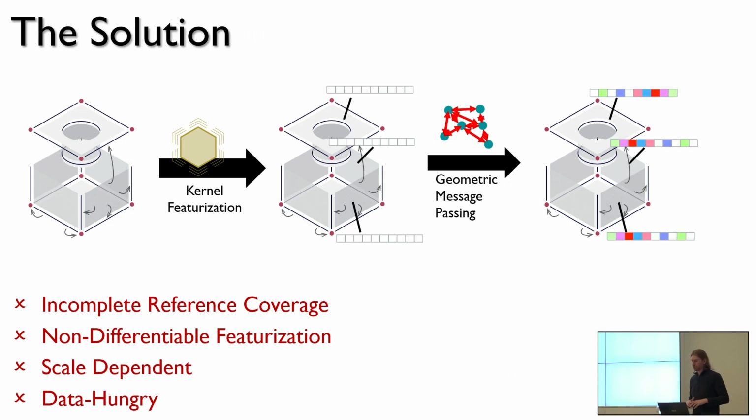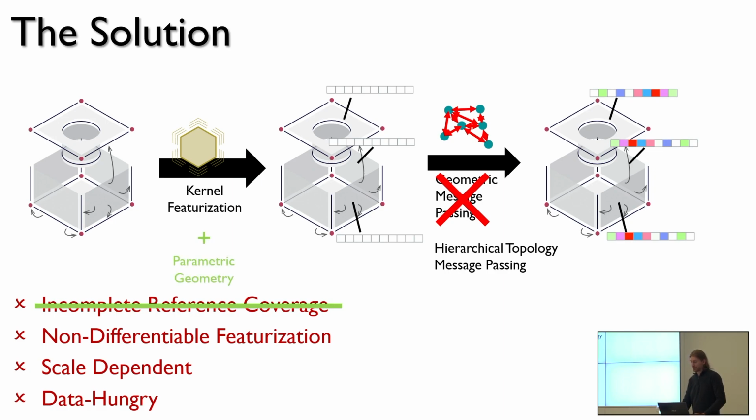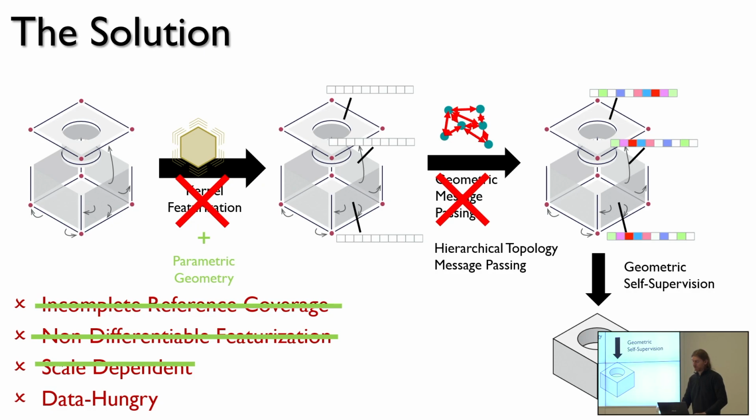So I'll go over all the parts to my solution to these problems briefly, and then we'll dig into each. So first, instead of geometric message passing, we're going to use what I call hierarchical topological adjacencies instead, which is going to allow us for all the referenceable entities to be encoded. Next, we're going to add in the raw parametric geometry definitions to the input featurization, which will remove some of the scale dependence. And we'll even go so far as to only use the raw equations as input, removing the non-differentiable reliance in the CAD kernel entirely. Finally, we'll develop a form of geometric self-supervision to pre-train embeddings on unlabeled CAD data to remove this reliance on massive labeled data sets. So that's a lot.